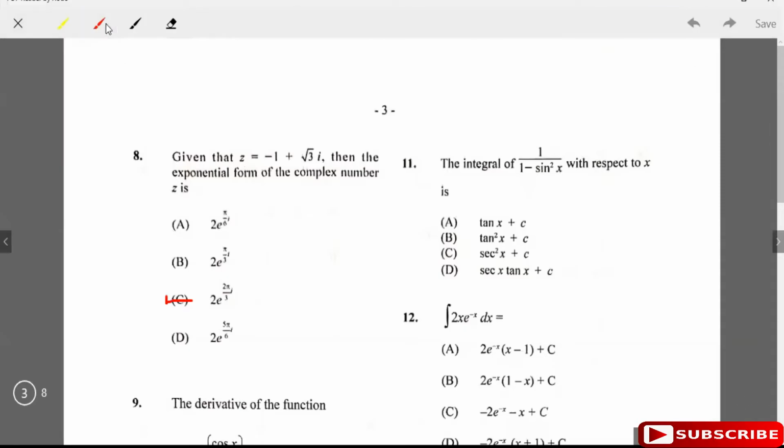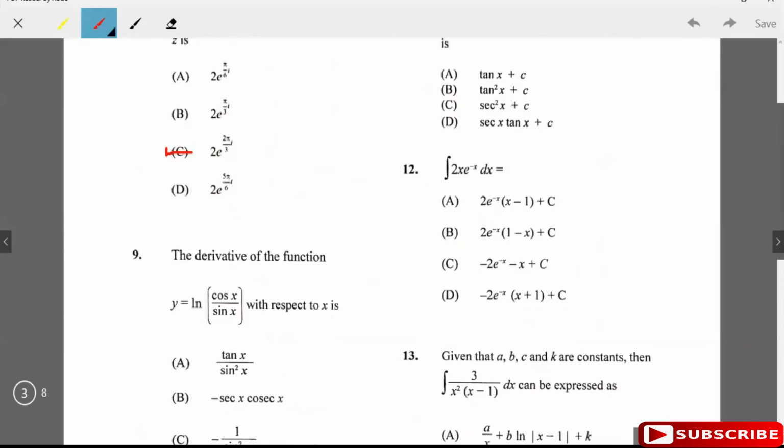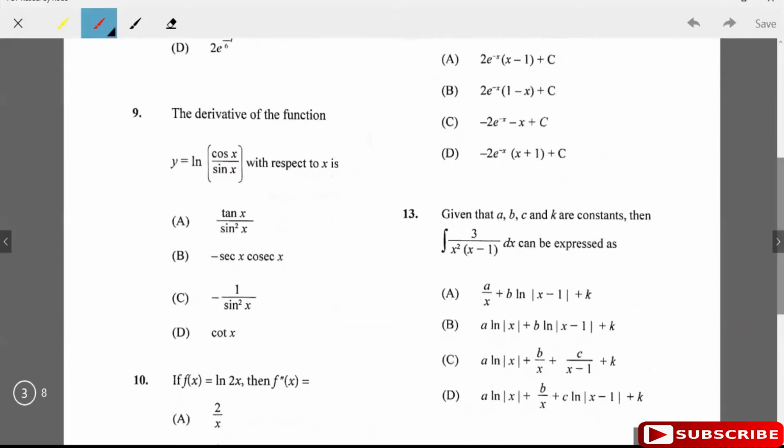Question 9. It is asking for the derivative of y equals ln of cosine x over sine x. So this is easy. Just rewrite it as ln cos x minus ln sine x. Then how do you differentiate an ln function? It's 1 over u times du.